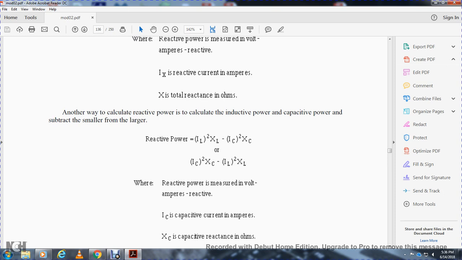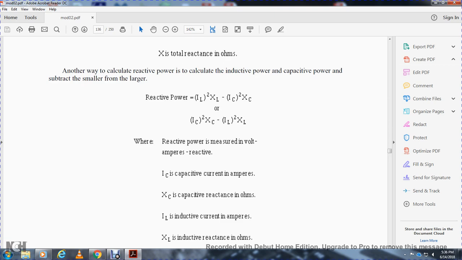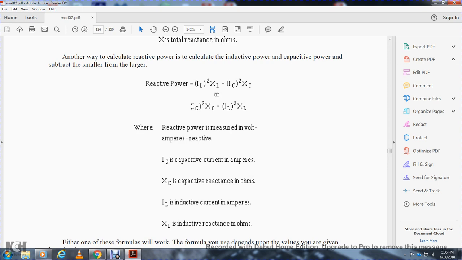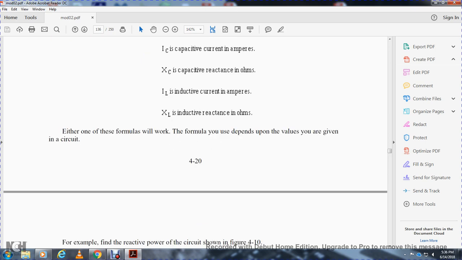IC is the capacitive current in amperes. XC is the capacitive reactance in ohms. IL is the inductive current in amps. XL is the inductive reactance in ohms. Either one of these formulas works. The formula used will depend upon the values given in the circuit.